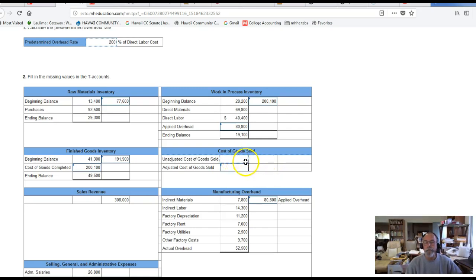And I'm not sure I like the way that they're describing this here, 191.9. They're saying it's unadjusted cost of goods sold, and that's technically correct, but I would rather show that as a cost of jobs sold during the period.